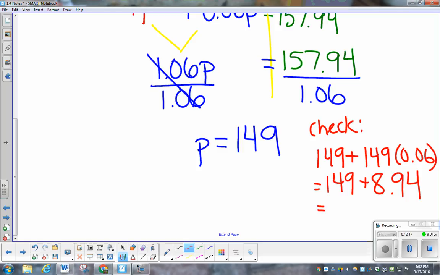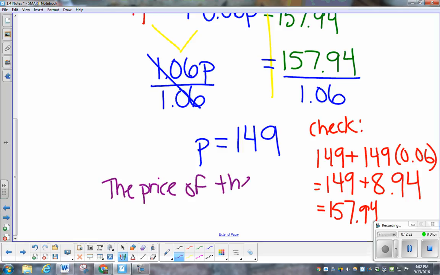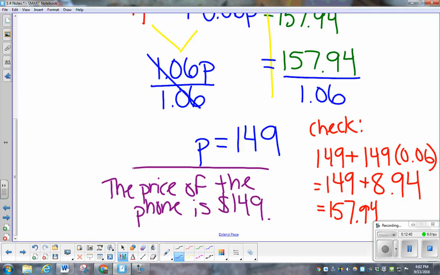In the end, if you add those up, we should get that total that we started with, 157.94. So now when you state your answer, write a complete sentence for me. The price of the phone is $149, and that dollar sign counts as a unit on this one.